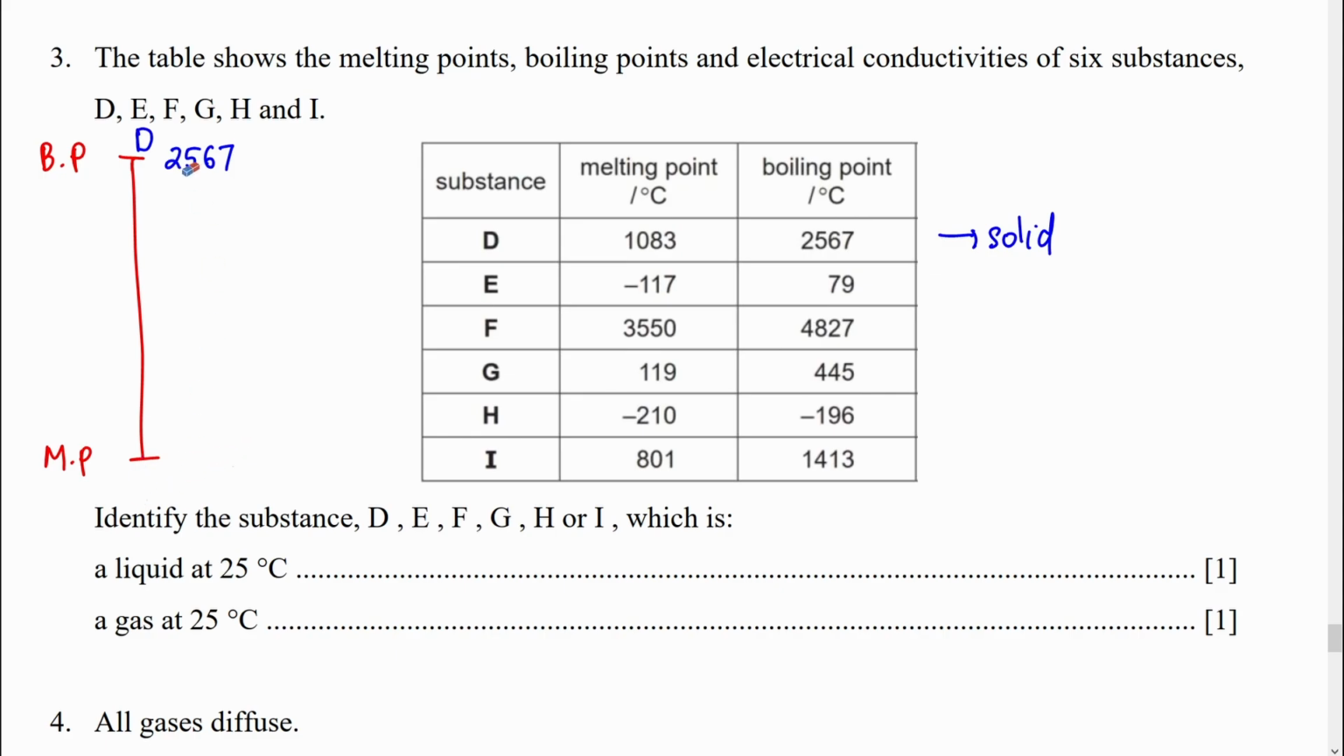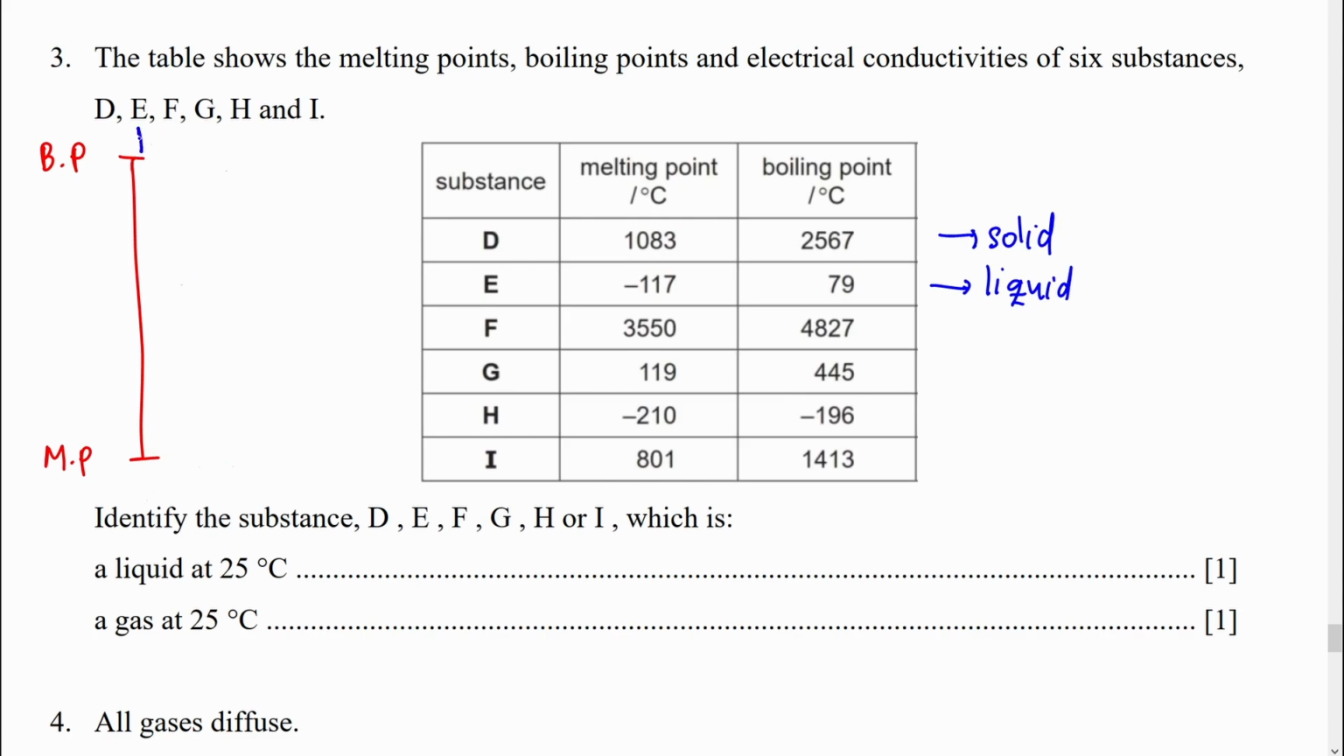Okay? Now let's take a look at substance E. So E here is 79, the boiling point, and the melting point is negative 117. So where is 25? So here is going to be 0 and 25 is going to be in here. So it's between melting point and boiling point. So that's why at 25 degrees Celsius, the state is liquid.